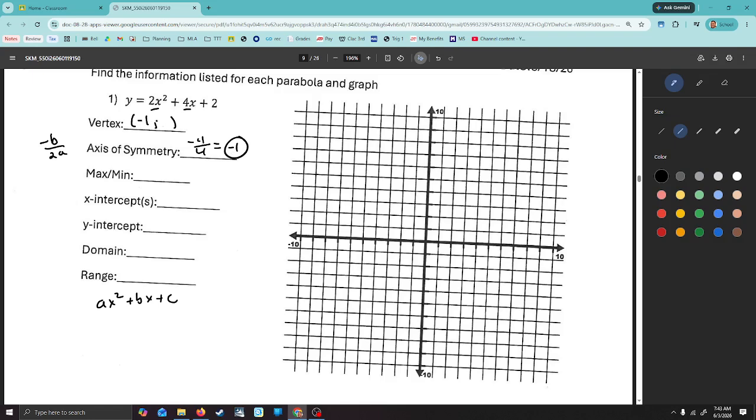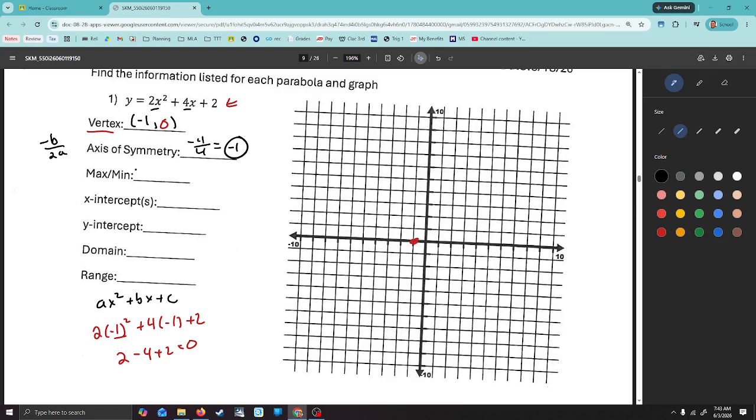How do I find the blank? Well, to find the blank, I'm going to plug it into my equation up here. So I go 2 times negative 1 squared plus 4 times negative 1 plus 2. Negative 1 squared happens first, so that's positive 1. So 2 minus 4 plus 2 equals 0. So I know my vertex is at negative 1, 0. So over here.